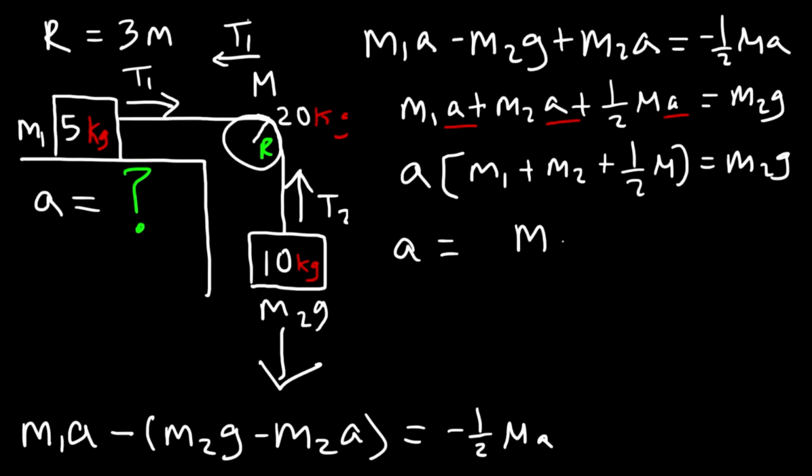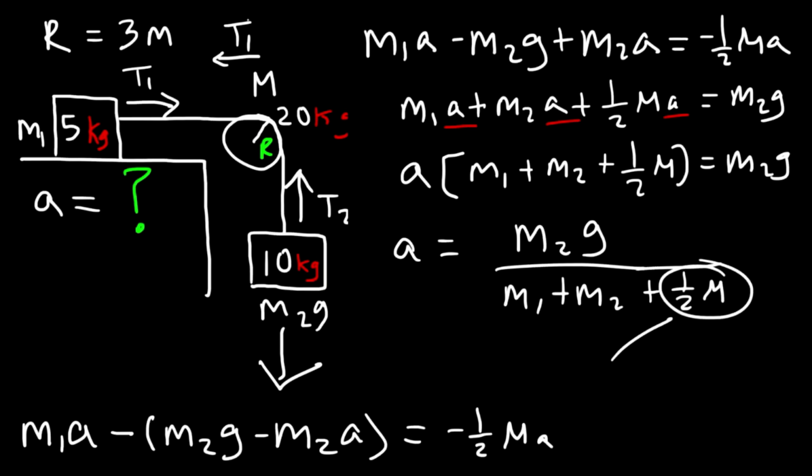The acceleration is equal to the downward weight force, which is basically the net force of the system, divided by the total mass of the system, where you have to incorporate the C value, which is 1/2 for a disk.